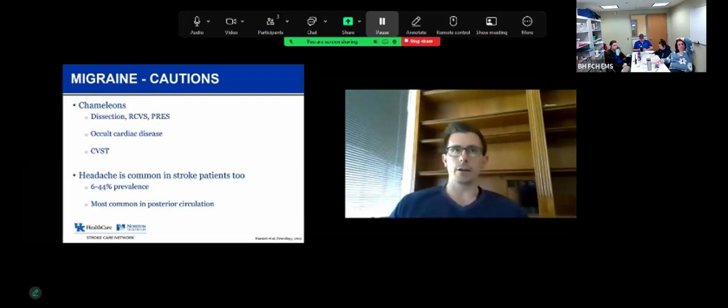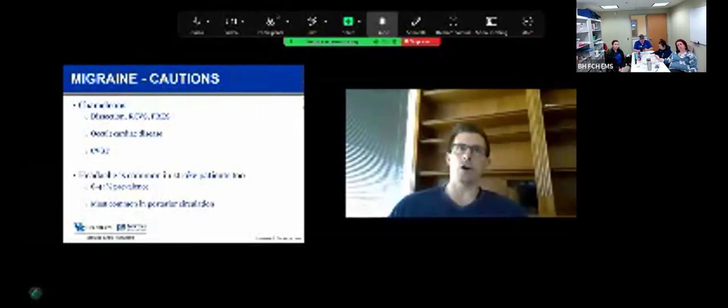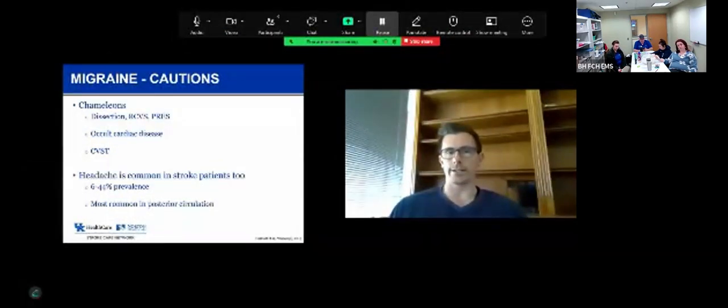The other thing is that young patients who don't have risk factors can still have occult cardiac disease. In fact, in patients under age 50, under age 40, the most likely cause of acute stroke in those folks is occult cardiac disease. And so just being young and not having risk factors is not definitive. It's just more suggestive of migraine.